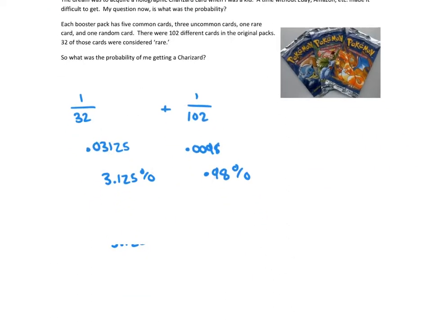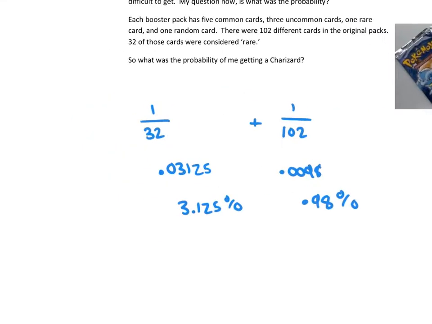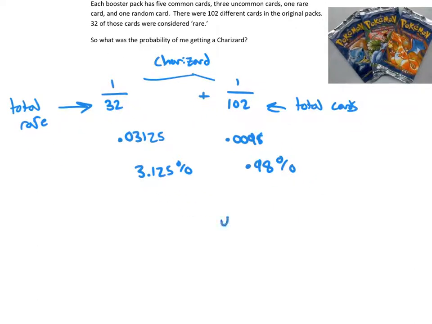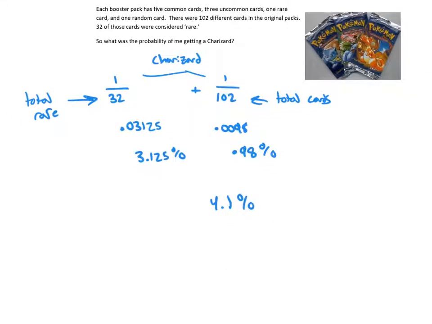0.98%. So if you combine those, which we're not really going to focus too much on adding probabilities, but I wanted to show you 2 different scenarios where we have different sample spaces, because this is the total number of rare cards. This is the total number of all cards. And both of these ones are representing the Charizard. So if we add those together, you have a 4.1% chance of getting a Charizard.